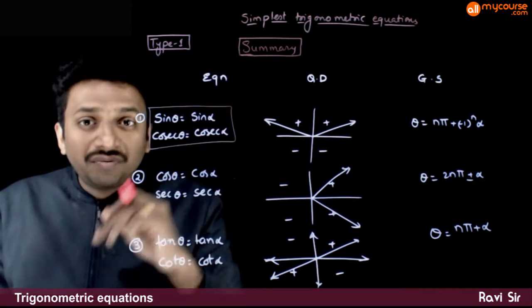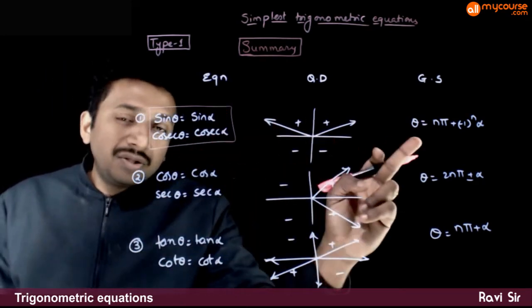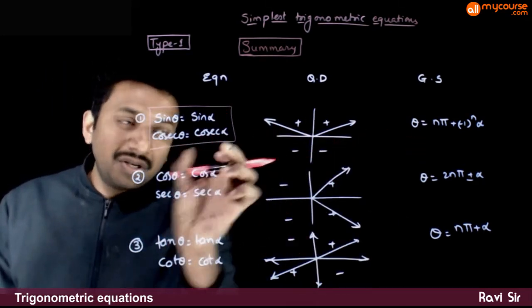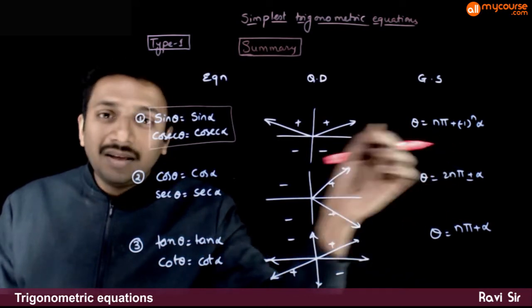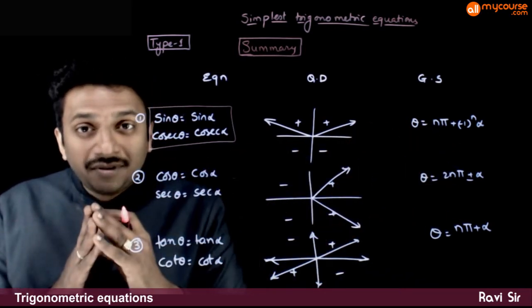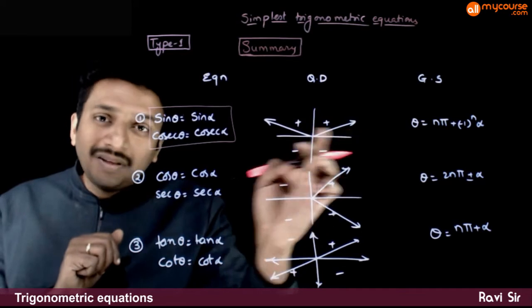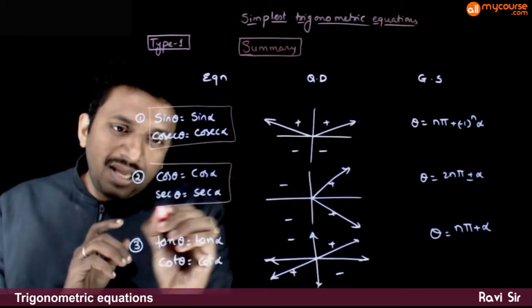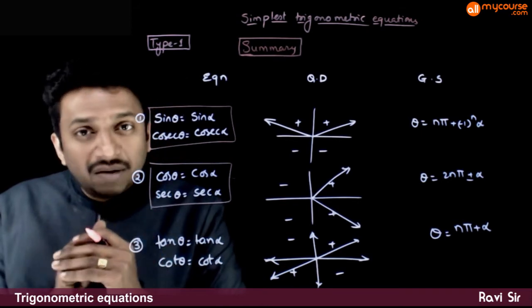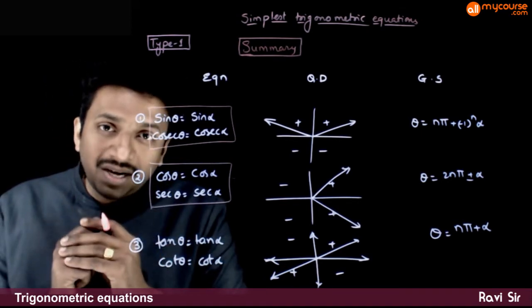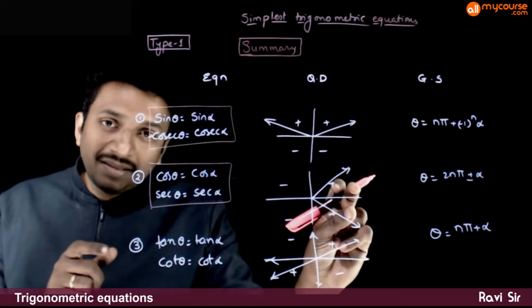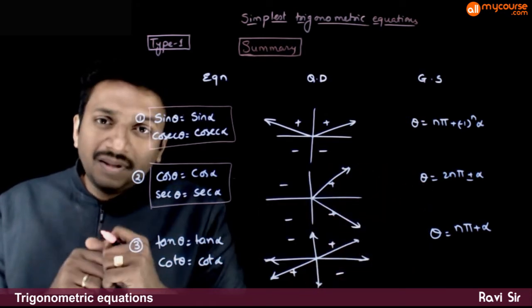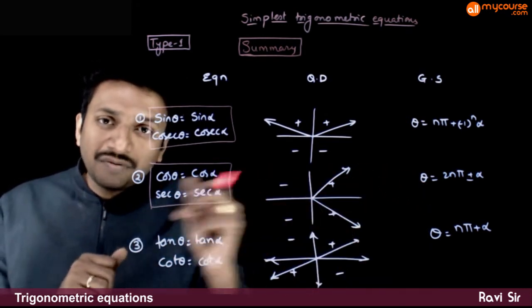If you have equations of this form, the solution looks like theta is equal to n pi plus minus 1 whole power n into alpha, and that comes from this quadrant diagram. And the second equations of the form cos theta is equal to cos alpha and secant theta is equal to secant alpha. We'll have the quadrant diagram like this, and the general solution of theta is 2n pi plus or minus alpha.